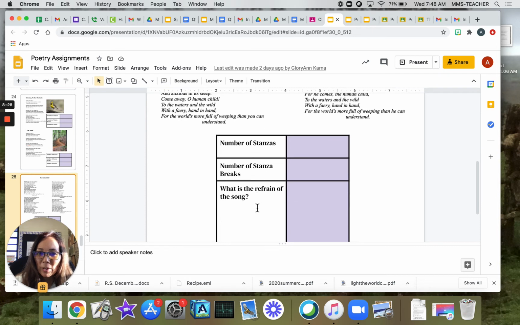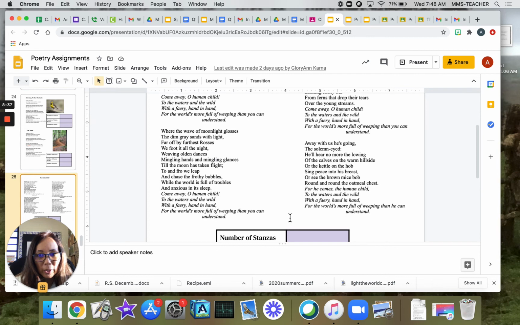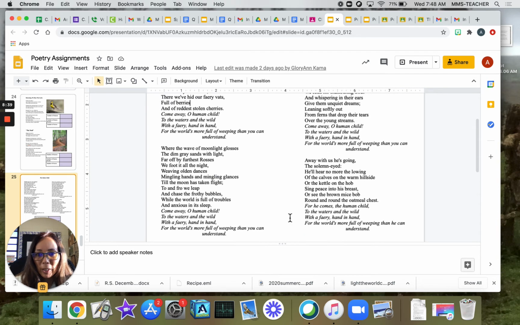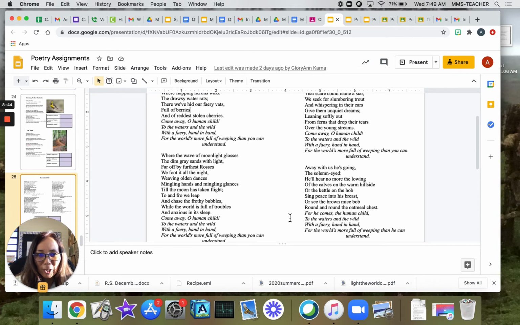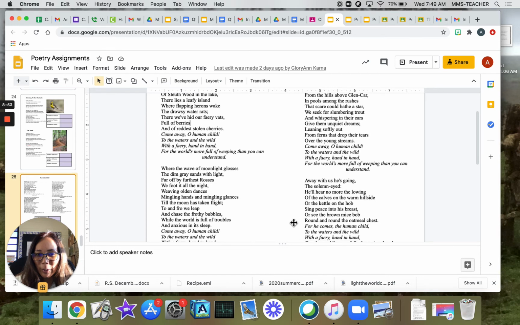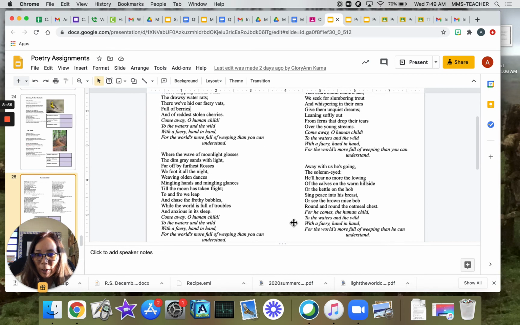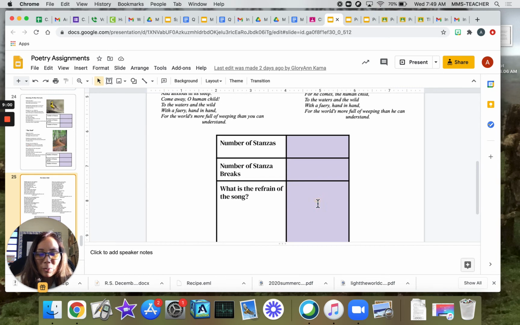write the number of stanzas, number of stanza breaks, and this time write what is the refrain of the song. So look for, kind of like the chorus, what is repeated throughout the song. If you scan it, you can see that area in each stanza where they repeat the same words or the same phrases, same lines. Okay, so you would write that in this box right here.